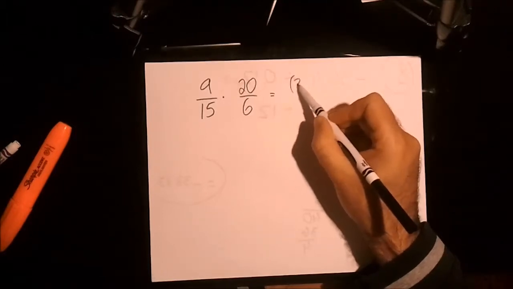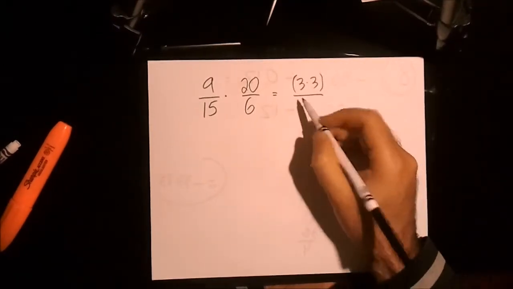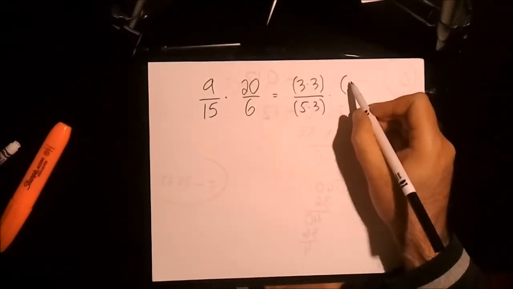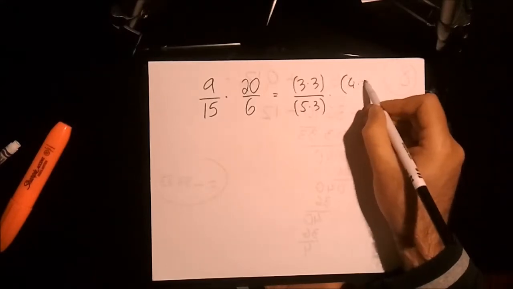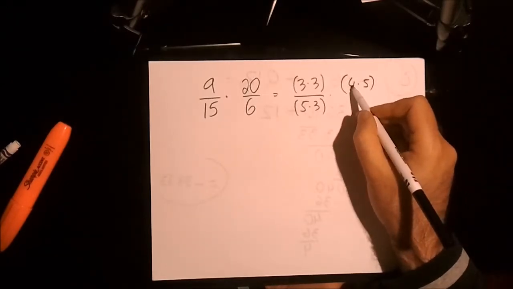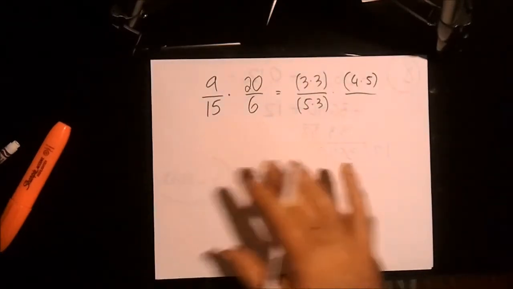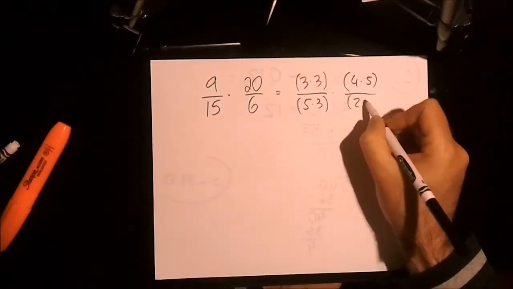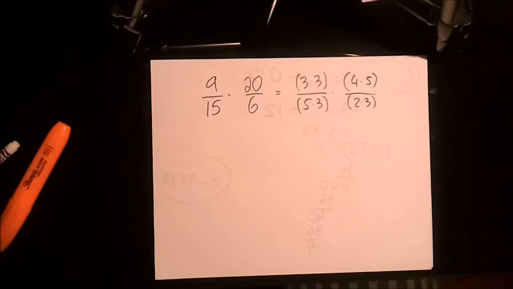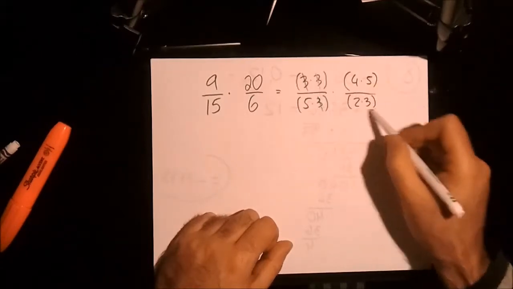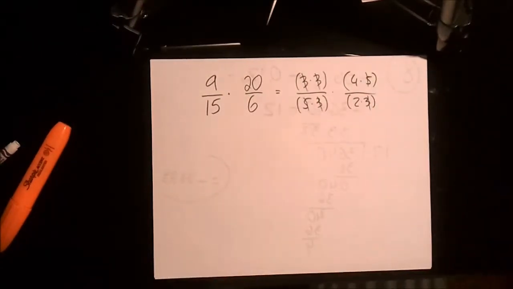So the 9, I can break that down into 3 times 3. The 15, I can break that down into 5 times 3. The 20, I can break that down to 4 times 5. And I can break this 4 into 2 times 2 as well. And I recommend you do that, but I know for this problem, based on what I see, I'm not going to need that. And 6 is 2 times 3. Once it's in this broken down form, all you need to do is cancel out any pairs that you see that are the same top and bottom. I see 3 here, 3 here, 3 here, 3 here, 5 here, 5 here, and nothing else.